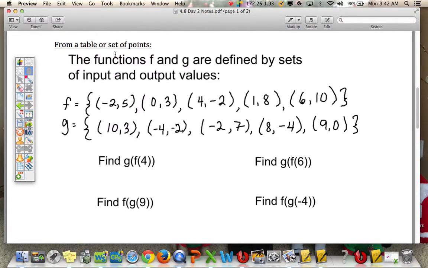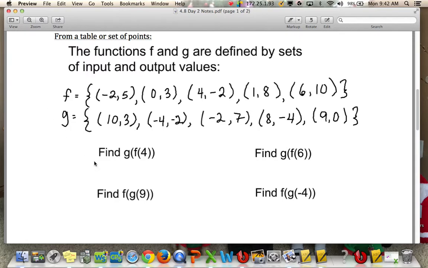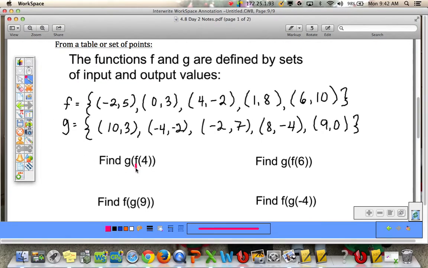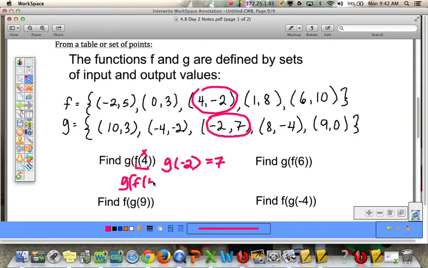So first, from a table or set of points, the functions f and g are defined by these sets of input and output values. Find the following. Find g of f of 4. So this means if x is 4 in the f function, what's the y value? So here it is. The y value is -2. So now we're going to find g of -2. So now in the second one, the x value is -2. What's the y value? And it's 7. So we say g of f of 4 equals 7. And that's our answer.